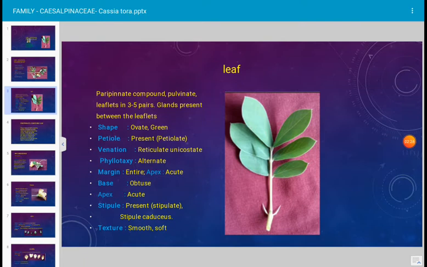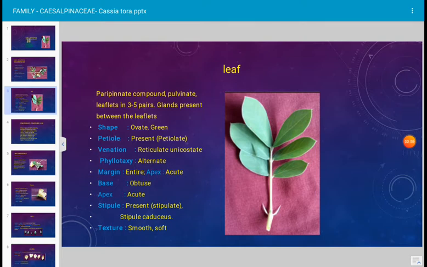Peripinnate compound leaf. Compound leaf is having petiole, rachis and leaflets. Okay, these three parts are important in compound leaf. But this compound leaf of Cassia tora, it is described as peripinnate because there are even number of leaflets in the leaf. Okay, hence it is described as peripinnate compound leaf. And one more word used here, pulvinate. What is pulvinate? Cushion shaped. Entire leaf is cushion shaped.